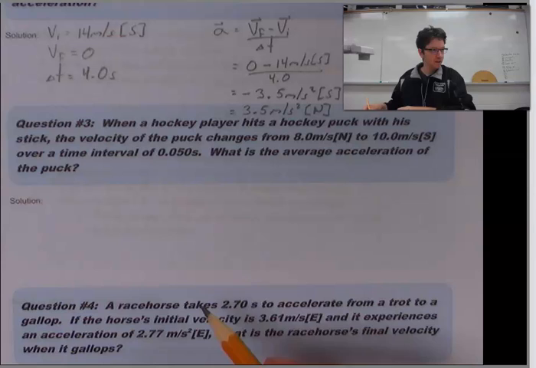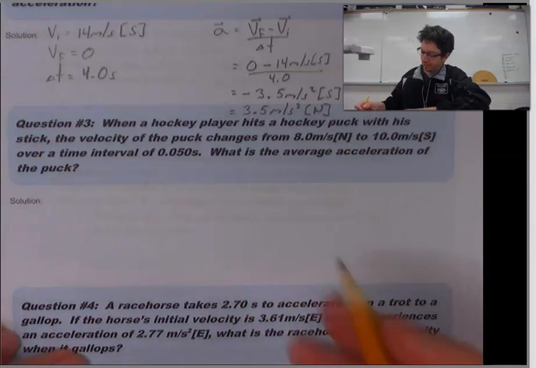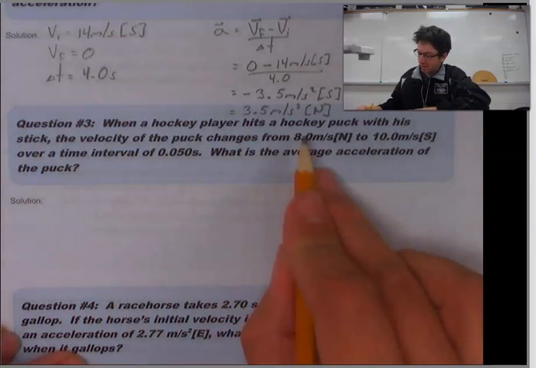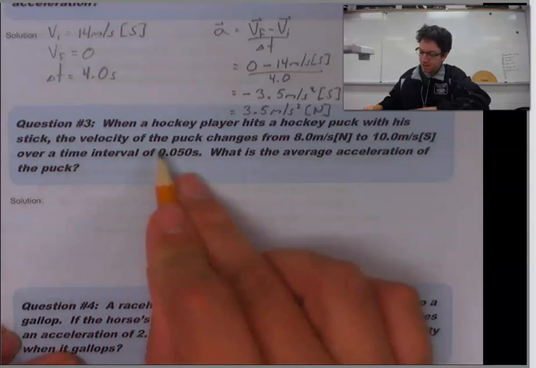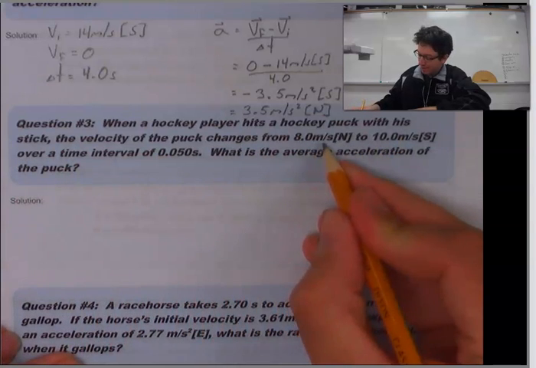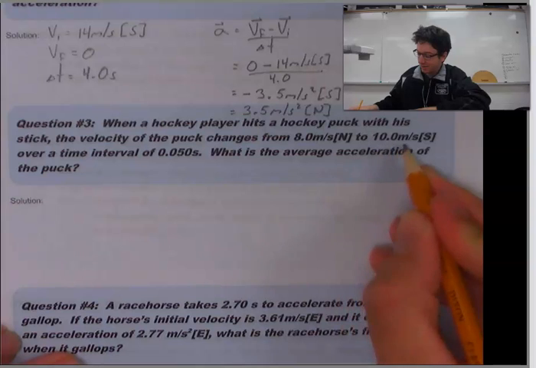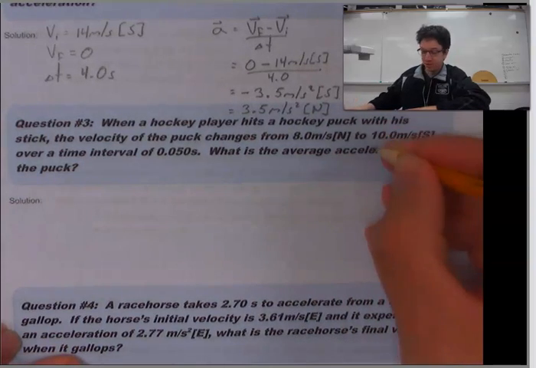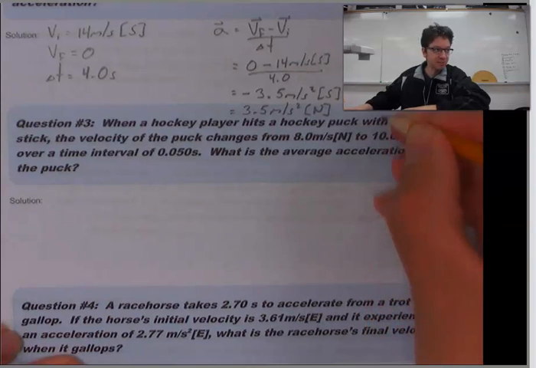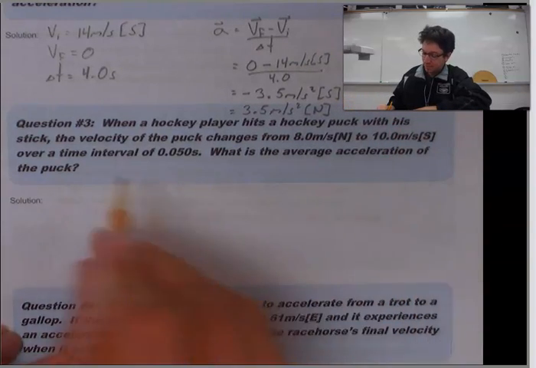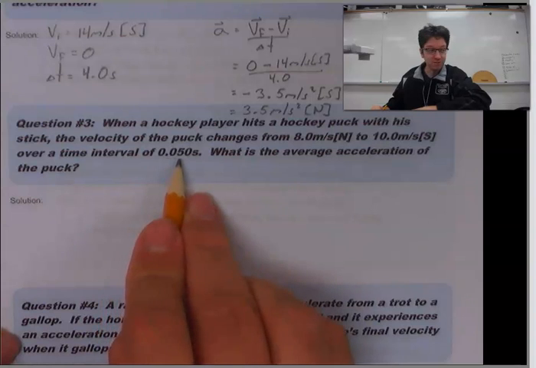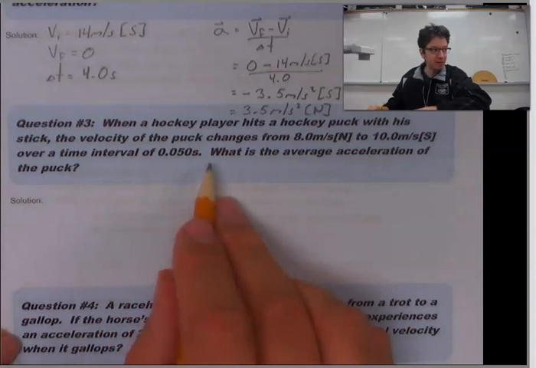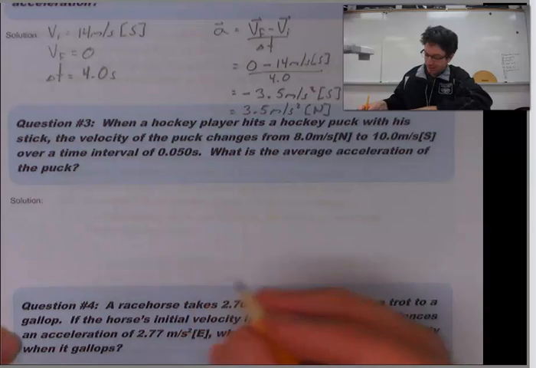Okay, I'll pause. All right, question 3. When a hockey player hits a hockey puck with his stick, the velocity of the puck changes from 8 meters per second north to 10 meters per second south. So the direction changed. The puck was coming this way, and then it was hit, and now it's going this way. And all that happened over a time interval of 0.05 seconds, so it was very quick. What's the average acceleration of the puck?